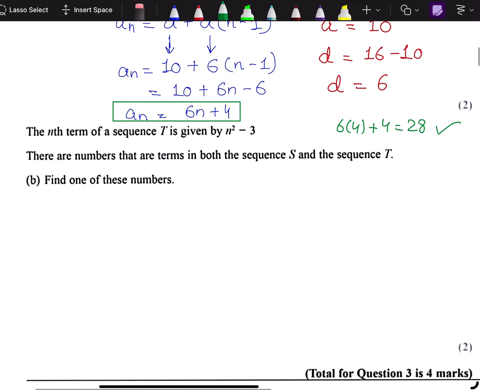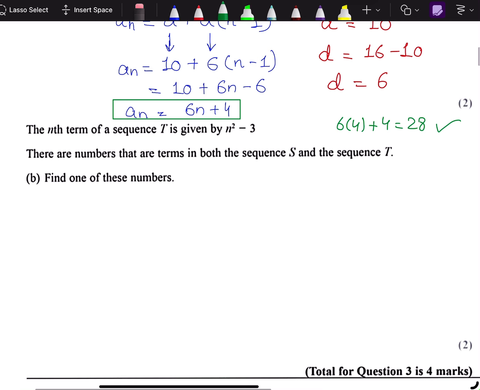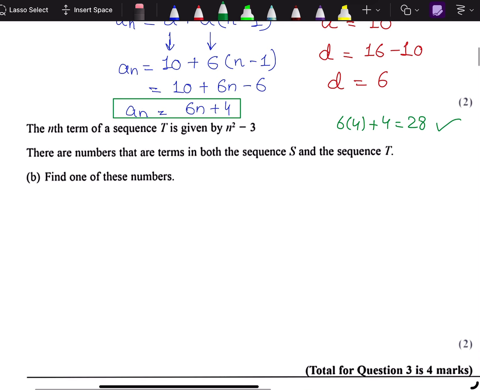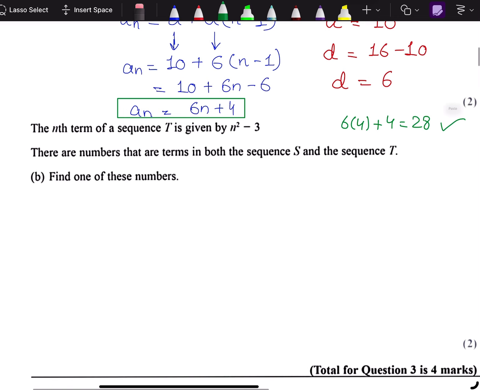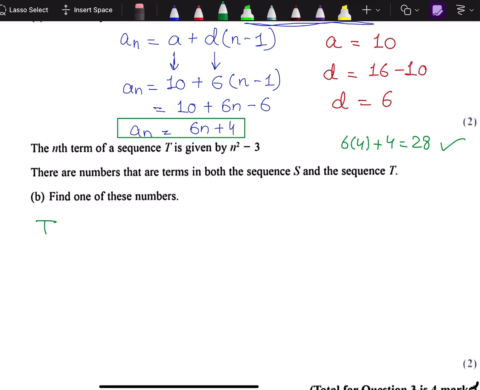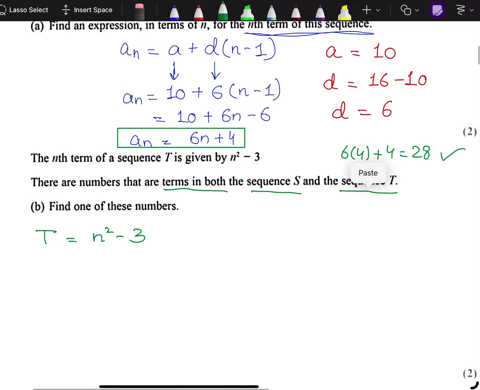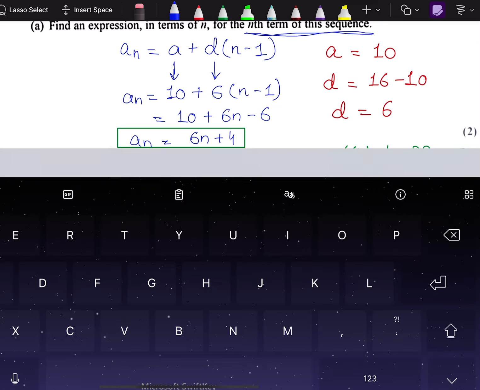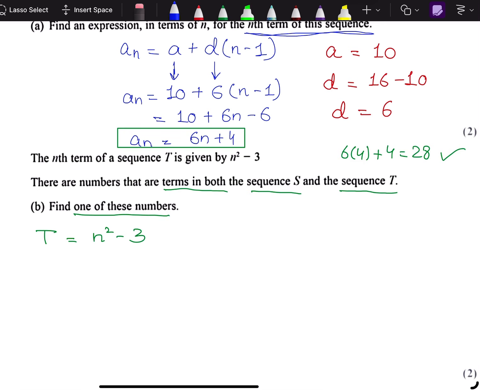Now moving on to the next part, it says that the nth term of another sequence is given by n squared minus 3. There's another sequence, because the first sequence was S and the second sequence is T, whose general formula is given as n squared minus 3. So in this case the formula is already given. He's saying that there are numbers that are terms in both the sequence S and sequence T, and we need to find any one of these terms.